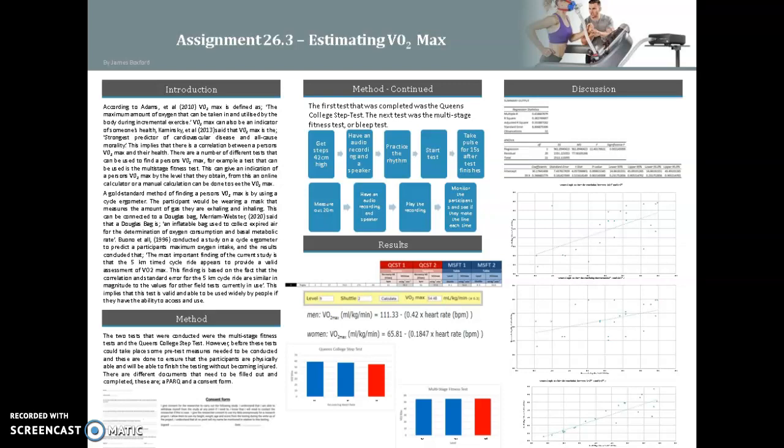So there are a different number of tests that can be done as well. The multi-stage fitness test can be done, and this can give an indication of a person's VO2 max by the level they obtained. So there was testing that was done, and one score was level 9 shuttle 2, and this gave a VO2 max score of 54. This was done by using an online calculator. However, there are manual calculations available. The online calculator is very simple. You put the level in, put the shuttle in, gender, and then it gives you the VO2 max.